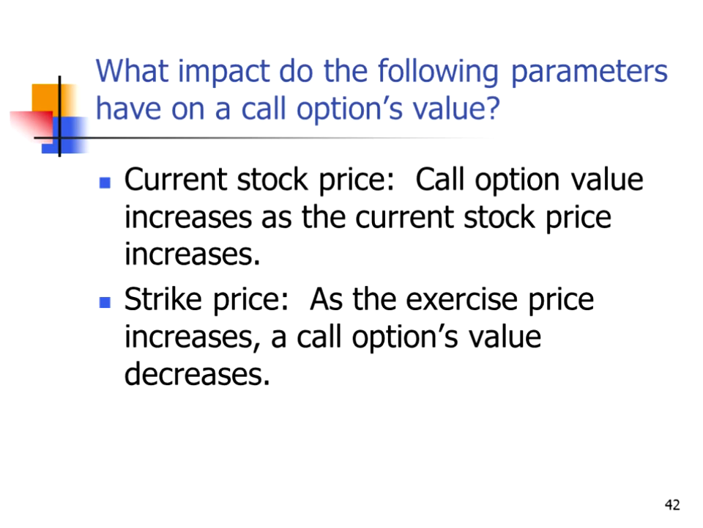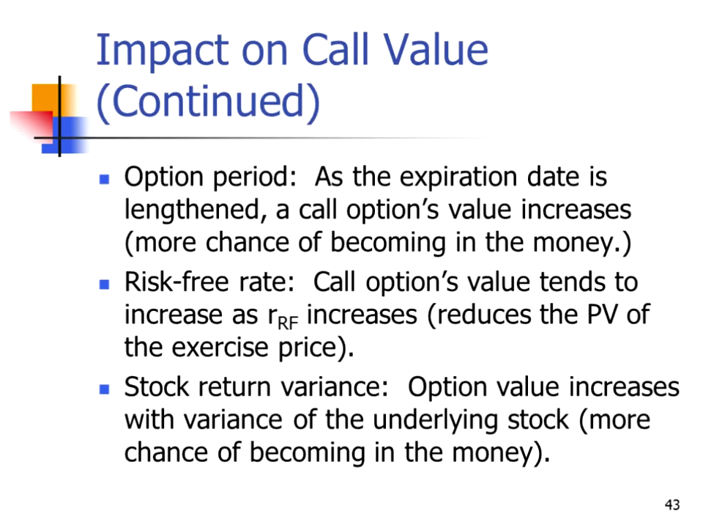Why would the call option value increase as the current stock price increases? Because now you would have more chance of making money from exercising the option as the price is going up. Strike price: as the exercise price increases, the call option value decreases, which is the opposite. If the strike price goes up, the underlying stock price may not reach that value, so the value of this call option would decrease.